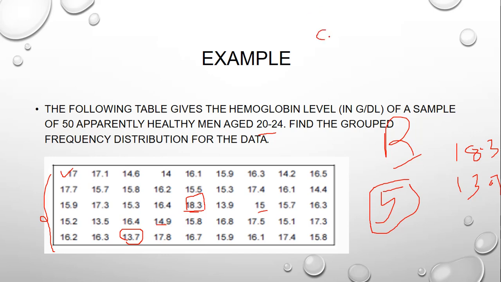First we have class interval, then frequency. In the class interval, first I am taking 13.7 as my lower limit, meaning I am considering 13 to... The interval width is 5, so it will come under 18. You can take exclusive or inclusive based on your interest. After 18, I add 5, then I get 23.